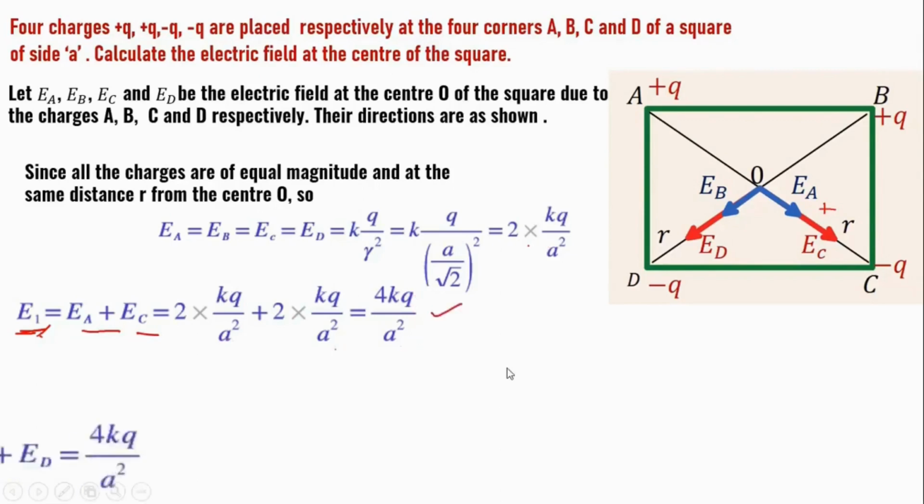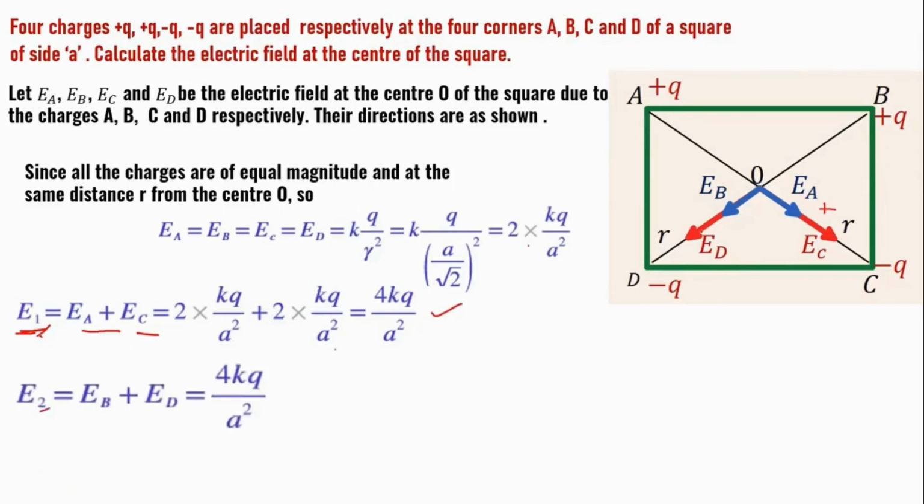Now, next, what we will be having? E2. What is E2? E2 is pointing in this direction. EB and ED are pointing this way. So, we have to add these two electric fields. That is why we get E2, which is EB plus ED. Again, following the same line as the previous step, we will get E2 as 4 KQ by A square. So, E1 is the net of EA and EC. Similarly, E2 is the net of EB and ED.